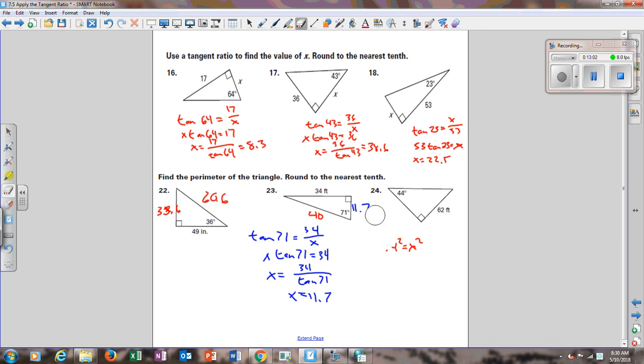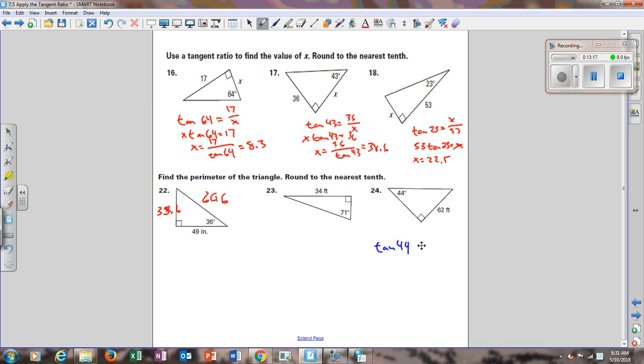All right, number 24. We got 44, so tangent of 44 is equal to opposite, 62, over adjacent. Multiplied by x on both sides gives you x tan 44 equals 62. Divide by tan 44, you get x equals 62 over tan 44. It gives you 64.2.